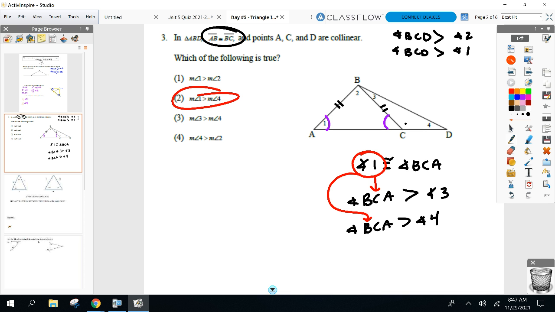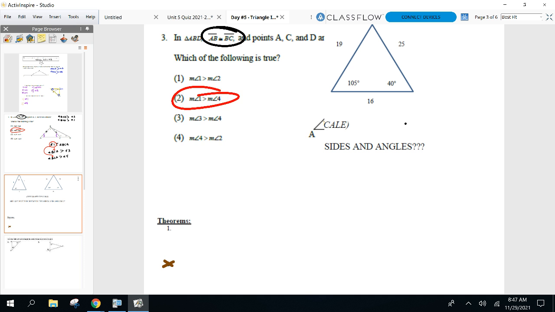Anything you want to ask? That's just our theorem 1 of 2 right now. Exterior is bigger than either remote interior. You ready for the second theorem? You and your group are going to come up with the second theorem right now. I don't want to give it to you.